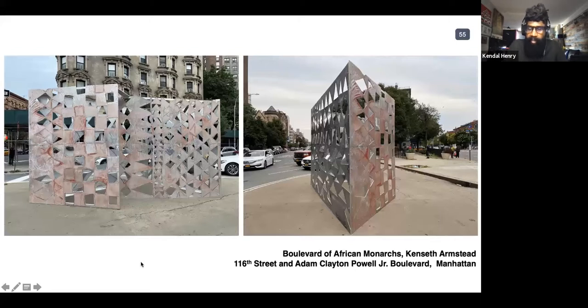And then there's works like this, which again, look at new ways of picturing monuments. This is Boulevard of African Monarchs by Kenseth Armstead at 116th Street in Manhattan. And Kenseth wants to really focus on the abstraction of monuments, and this references, again, being Black, but really looks at it in an architectural and cultural form.